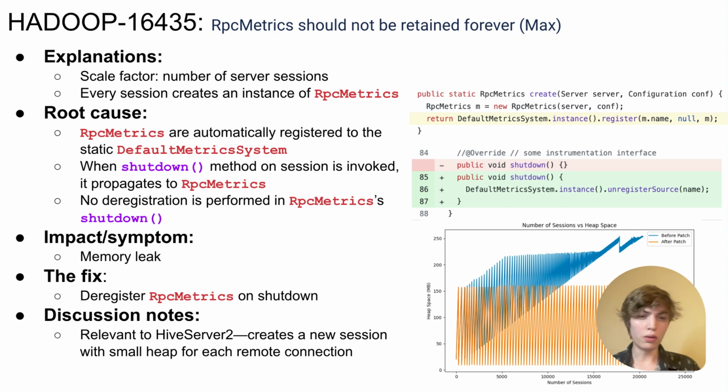So the cause of the memory leak was that these RPC metrics were being registered to a default metric system, and on server shutdown, there was a shutdown implemented within RPC metrics. However, as you can see in the center graphic to the right, there's just no code in here. So these RPC metrics would remain in the default metric system and hence would continue taking space on the heap. So the fix was very simple. It was just deregistering these metrics on shutdown.